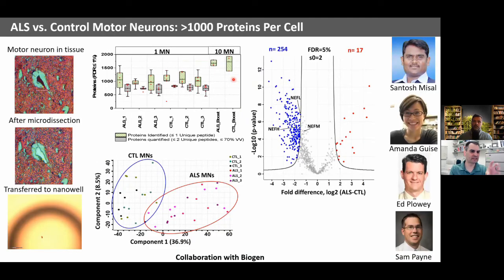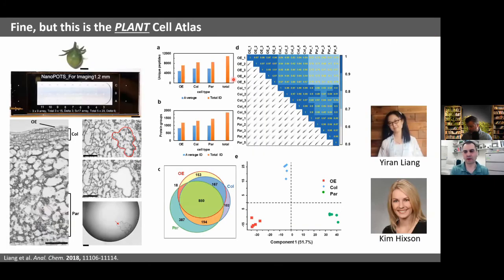And we've done single motor neuron work, microdissecting individual neurons and looking at protein expression in ALS or non-ALS disease. But isn't this conference about the plant cell atlas? Yes. So we have also applied this to plant tissue.